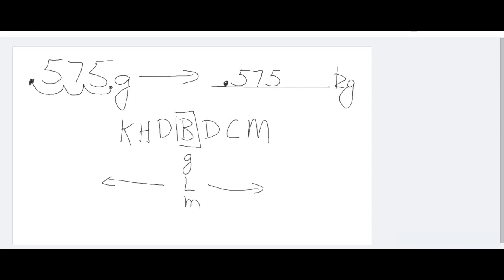So what I want you to do now is try and practice on your own. There's an assignment in the Canvas for you to try converting metric systems. You may use your notes and ask questions as needed.